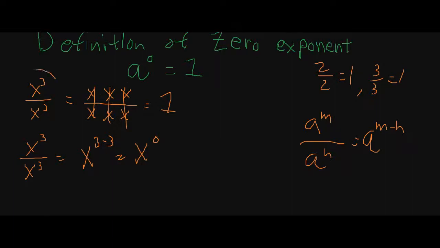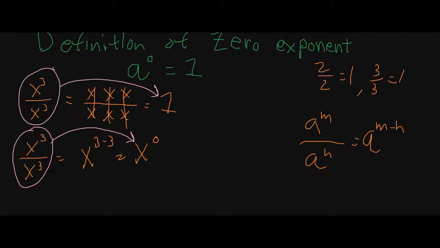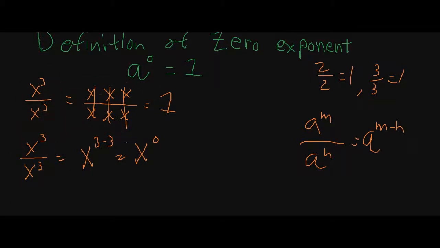Therefore, if x to the third divided by x to the third is the exact same thing as 1, but using the quotient property, x to the third divided by x to the third is equal to x to the 0, we can therefore conclude that x to the 0 is equal to 1. Alright? Therefore, we can conclude that it's just going to equal 1 because they're the exact same thing.